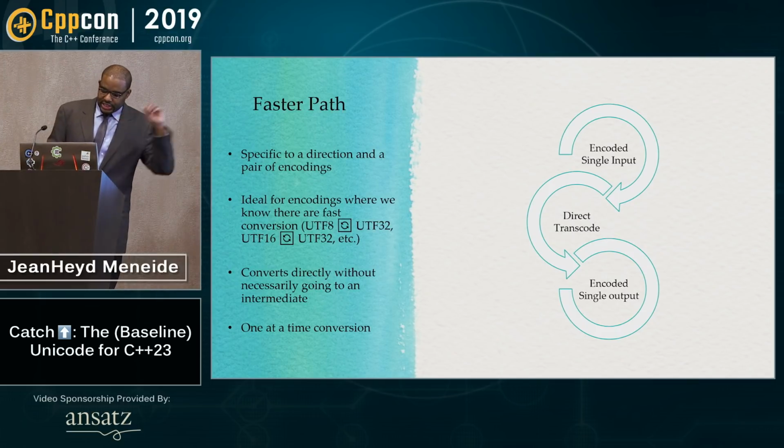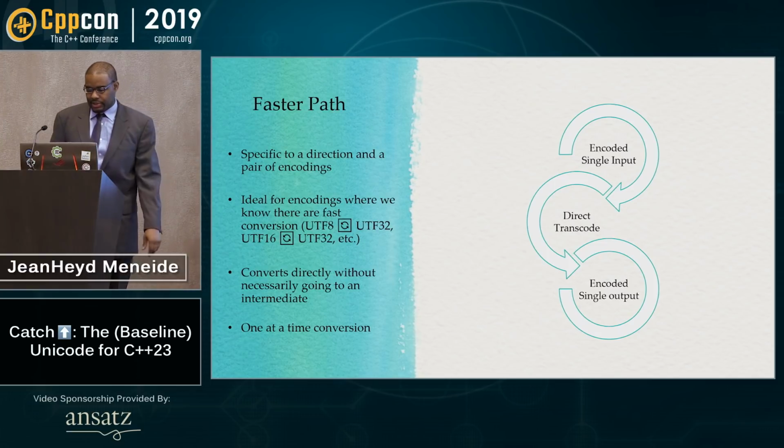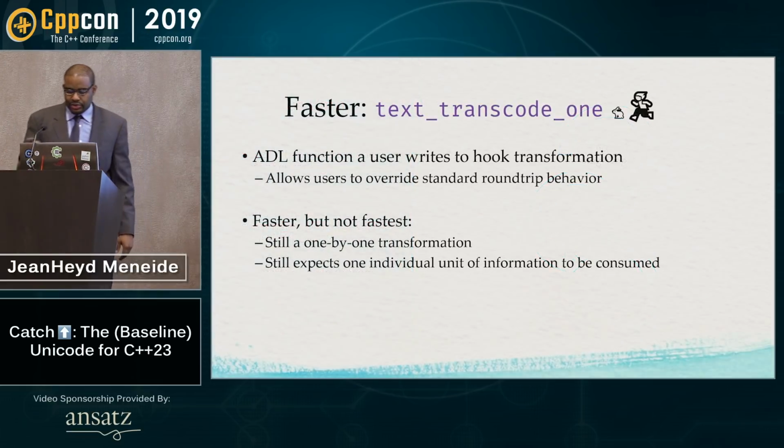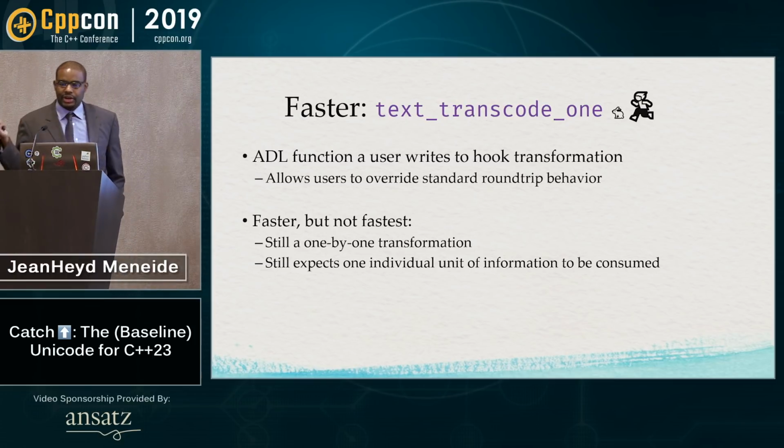And so this kind of chops out one of the steps in the diagram. Now you're going from an encoded single input, directly transcoding, then you have your single output, right? The way you do this is you write this interesting function called TextTranscode1. This is an ADL function that you can write literally anywhere. It's a little bit faster, but it's not the fastest.